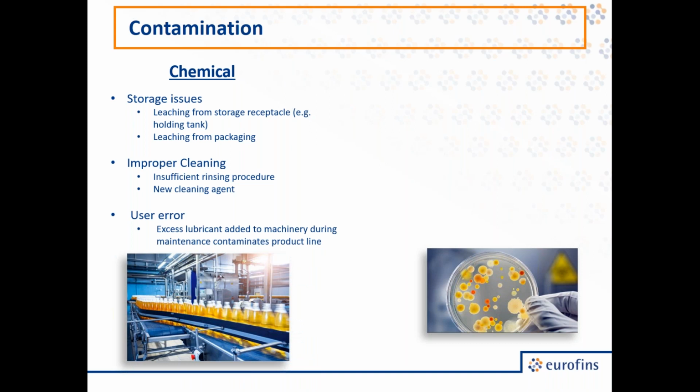And finally, user error is another common source of chemical contamination. This can happen during production, during storage and shipping, as well as in a customer's home. An example of this would be excessive lubricant added to machinery, which then contaminates the product. As well, this could be as simple as someone leaving the cap off a container and accidentally contaminating it from the environment, perhaps even a customer in their own home, and then they taste an off flavor and want to know what is wrong.